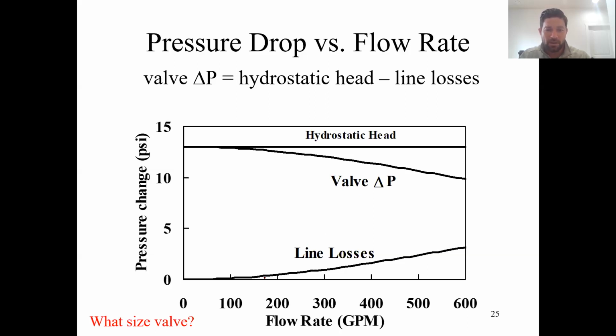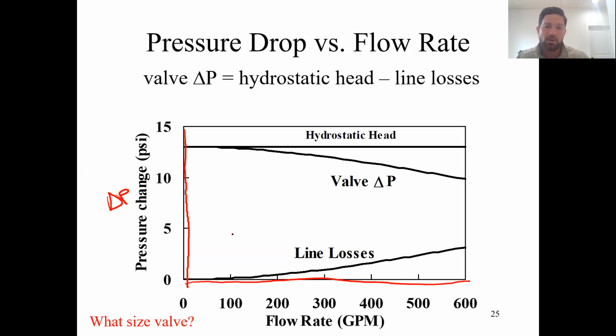I'm not going to ask you to calculate a lot of the line losses, and these could be based on the friction factor, fittings, and other things through the system, but you could be given some information about the system through plots as shown here. So this plot shows on the y-axis the pressure change, or delta P. So this right here is delta P as a function of flow rate.